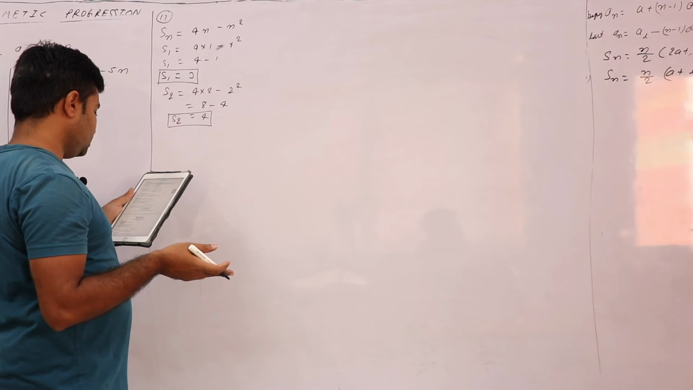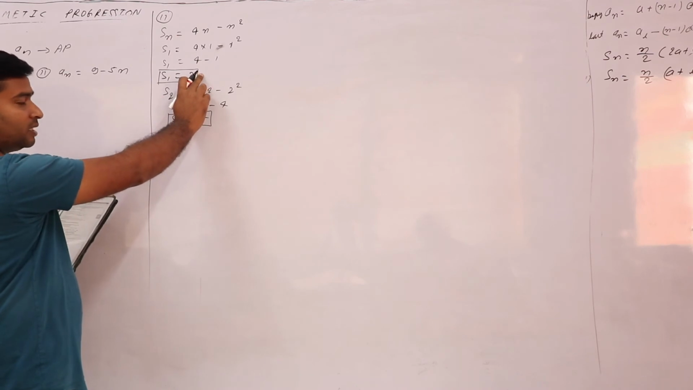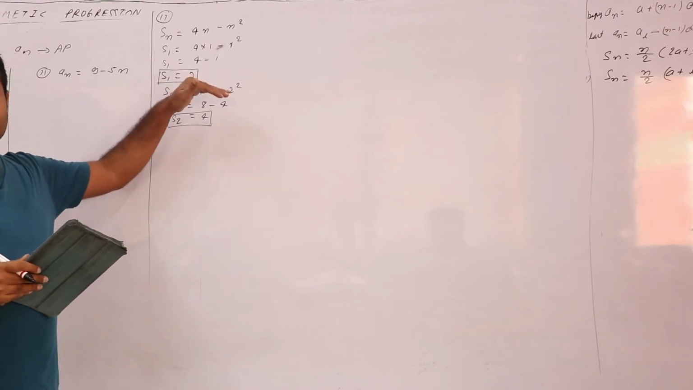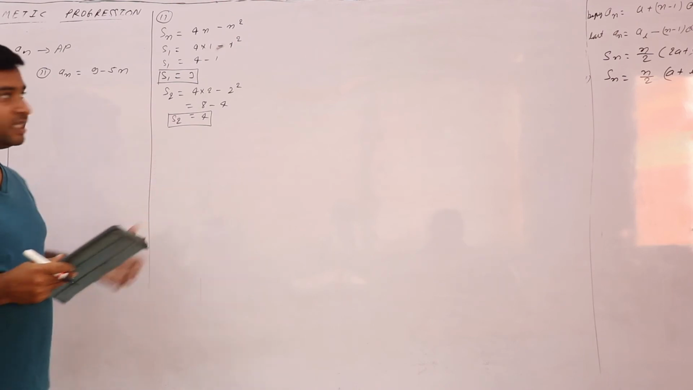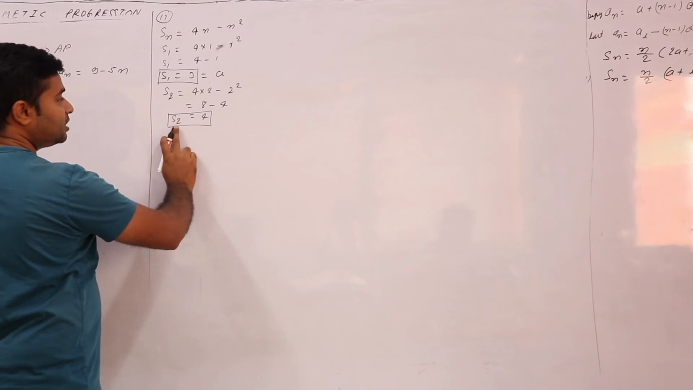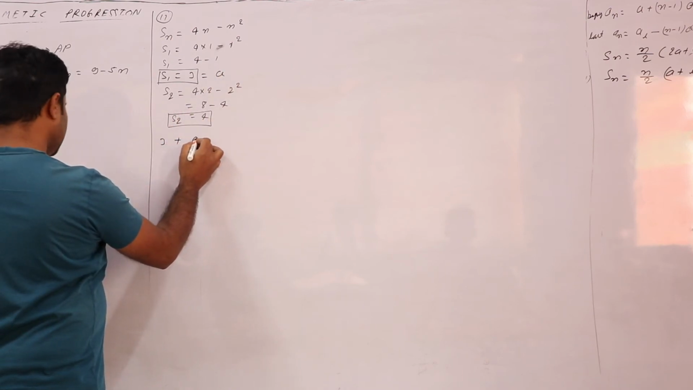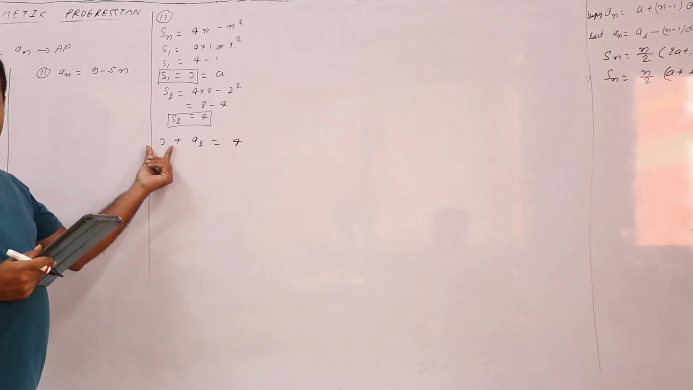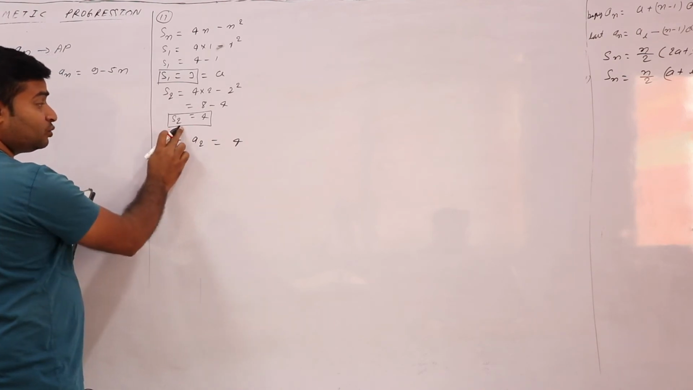What is the second term? How will we find it? The first term is 3. The sum of the first term and the first term are both the same. This is your A, and if the sum of the two terms, 3 plus A2, is given as 4. 3 is the first term, A1 plus A2 is given 4. S2 is 4.